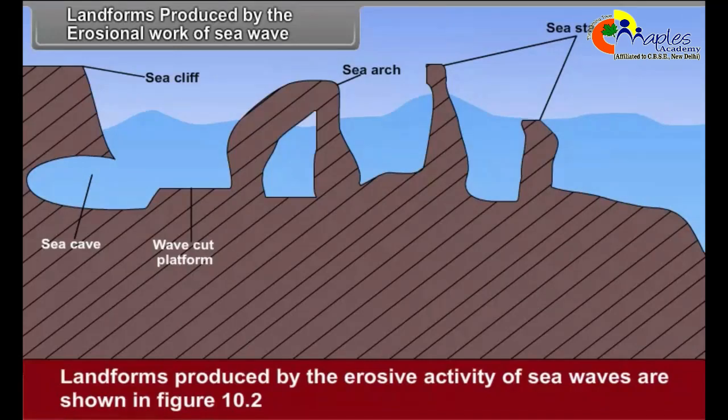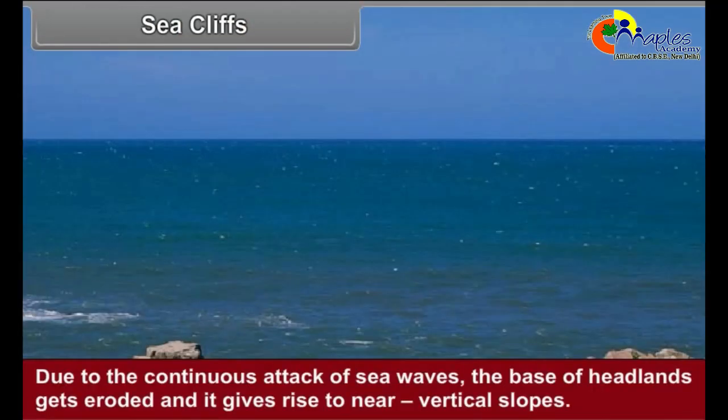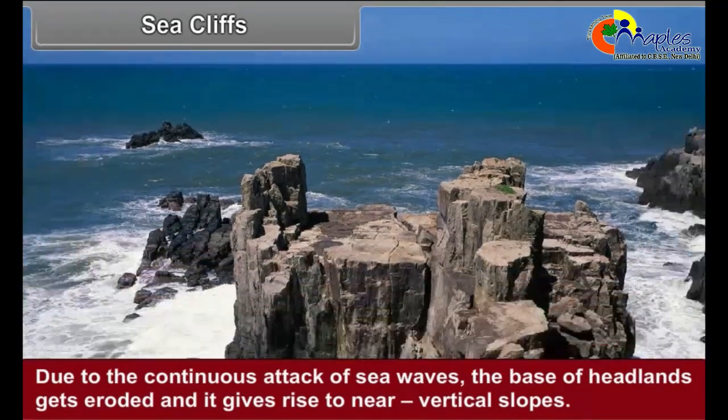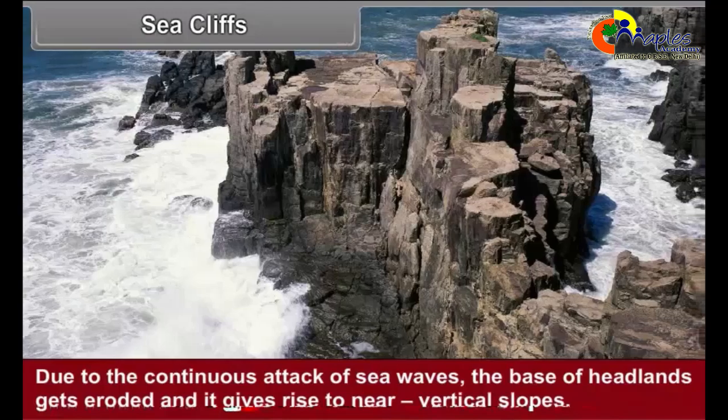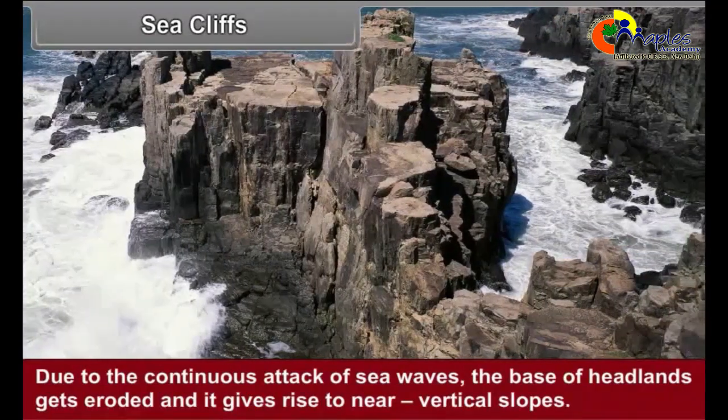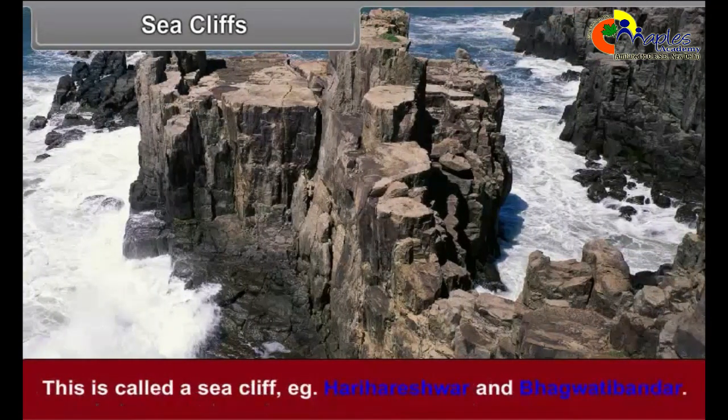Landforms produced by the erosive activity of sea waves are shown in figure 10.2. Number 1. Sea cliffs. Due to the continuous attack of sea waves, the base of headlands gets eroded and it gives rise to near vertical slopes. This is called a sea cliff. For example, Harihareshwar and Bhagwati Bandar.